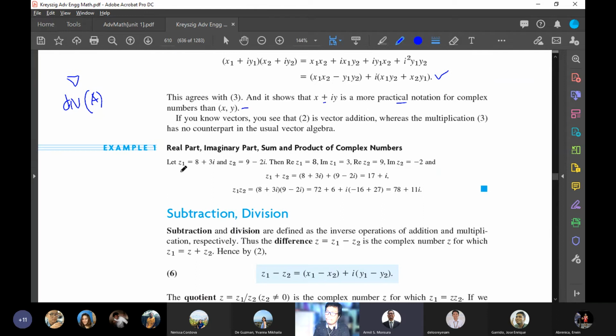Let's say, for example, we have Z1 equals 8 plus 3i, and Z2 equals 9 minus 2i. Now, we say that 8 is the real part of Z1, 9 is the real part of Z2, 3 is the imaginary part of Z1, and -2 is the imaginary part of Z2. Okay? Is that clear?